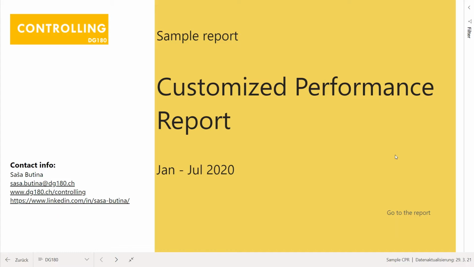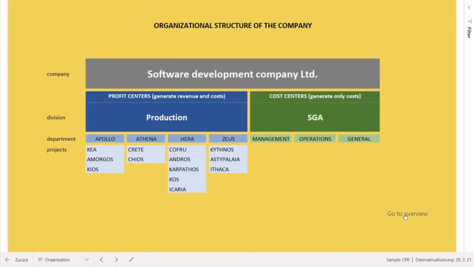In order to understand this report, we should really quickly look at the organization chart of this imaginary company. So let's jump to it. So this is a company which has 4 various departments here in blue, which work together on 13 projects at the same time. So these blue departments and projects are profit centers who generate revenue and costs. And then we have supporting departments here in green. And these are cost centers because they generate only costs. Okay, I hope this is clear.